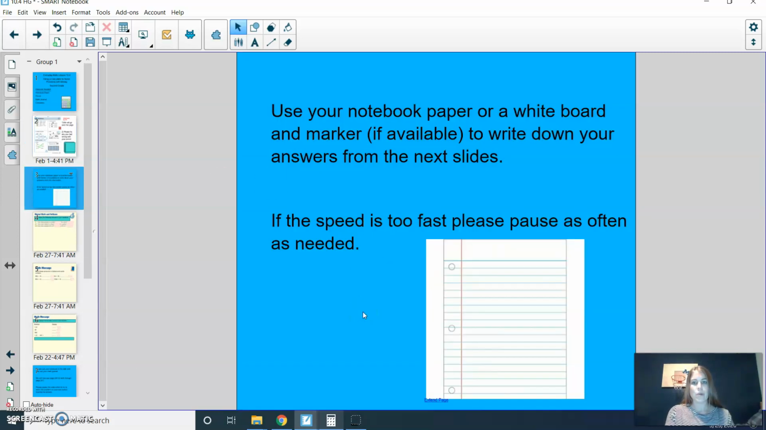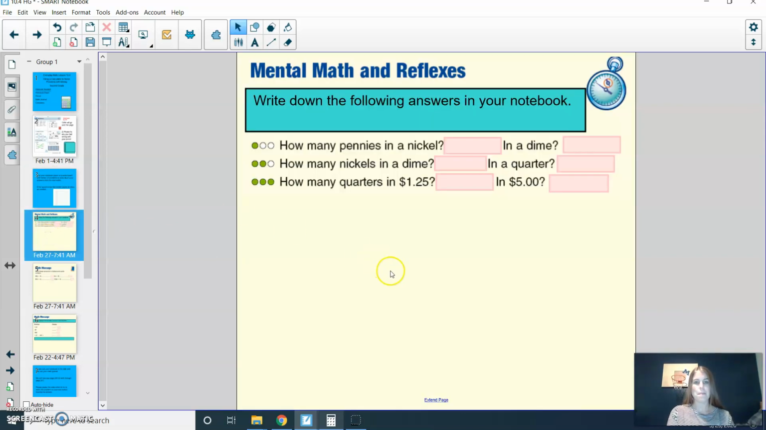We'll now use our notebook paper or whiteboard and marker if available. If the speed is too fast, please pause as often as needed. How many pennies are in a nickel? You can write your answer in your notebook. 5. How about in a dime? 10 pennies. How many nickels in a dime? 2 nickels. How many nickels in a quarter?